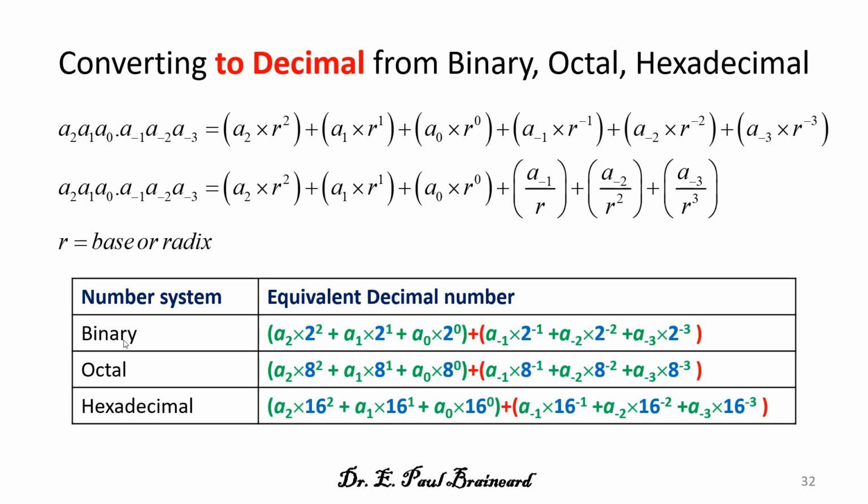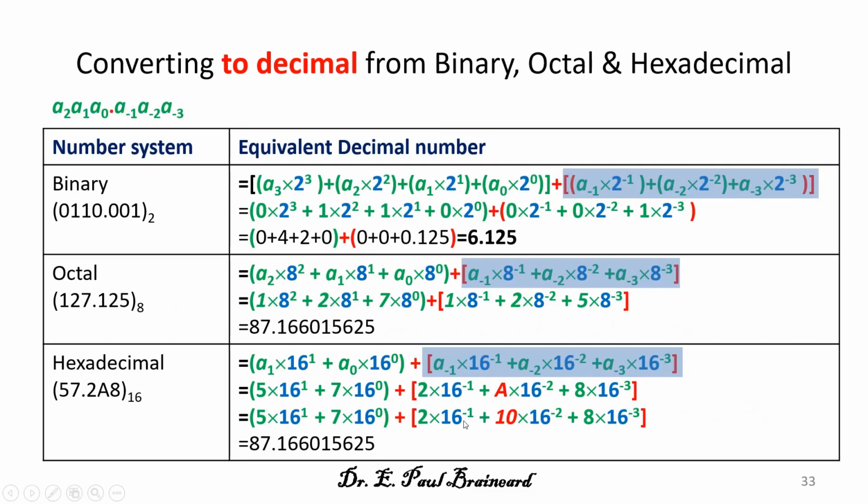Each digit is multiplied by its own weighted position and added to get the decimal number. I repeat, each digit is multiplied by its own weighted position and added to get decimal number. The general expressions for binary, octal and hexadecimal numbers are shown in this table. Let's work out few examples. They are quite similar and easy.